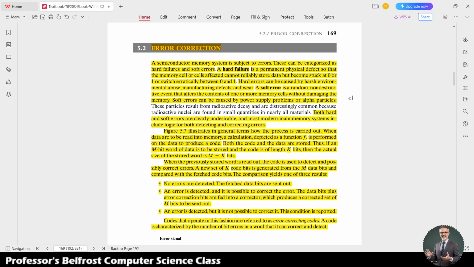A soft error is random and is a non-destructive event that alters the content of one or more memory cells without damaging the memory. Soft errors can be caused by power supply problems or alpha particles. These particles result from radioactive decay and are distressingly common because radioactive nuclei are found in small quantities in nearly all materials. Both are undesirable, and most modern memory systems include logic for both detecting and correcting these kinds of errors.